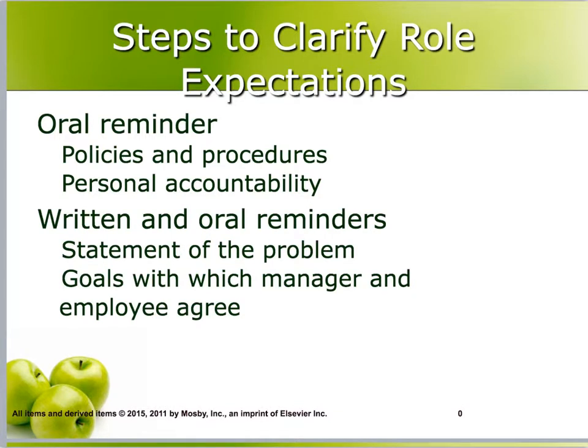Sometimes we get into problems because we don't clarify our roles and expectations with our employees. So make sure they understand their responsibilities, the policies and procedures, and what they are accountable for. And then sometimes we have to give written reminders as well that might have to go into files.